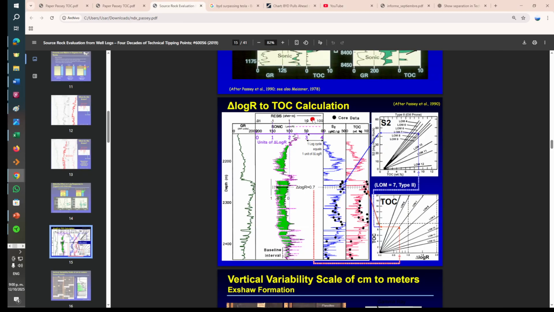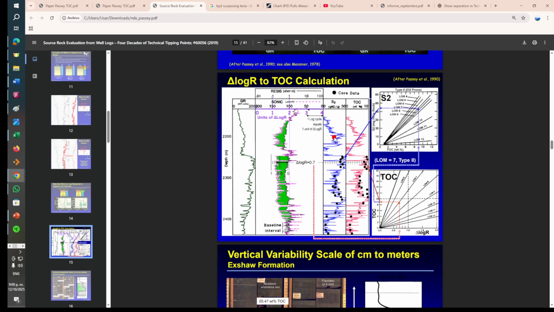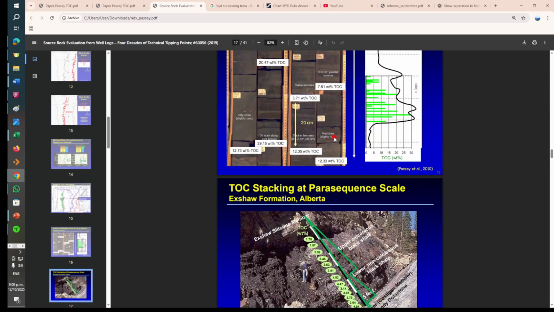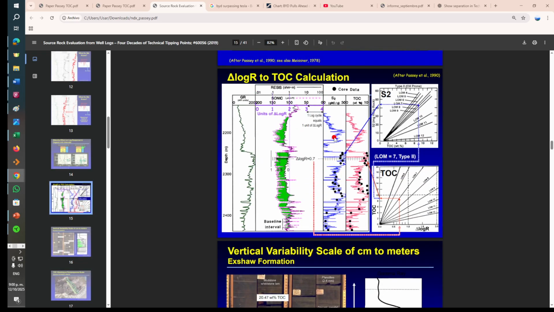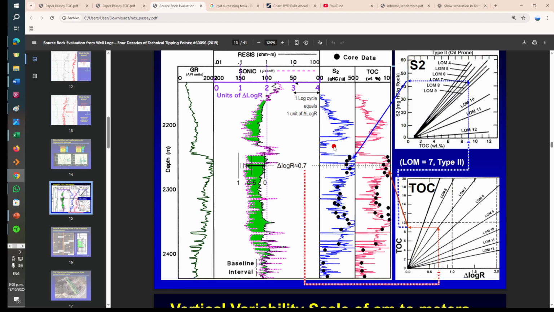So what we are looking at here is two logs. We're going to be using two logs for this. Usually you use one porosity log and the other is going to be a resistivity log. The porosity log can be either a neutron porosity, a density, or a sonic. Here normally what we use is the sonic one and the resistivity one.